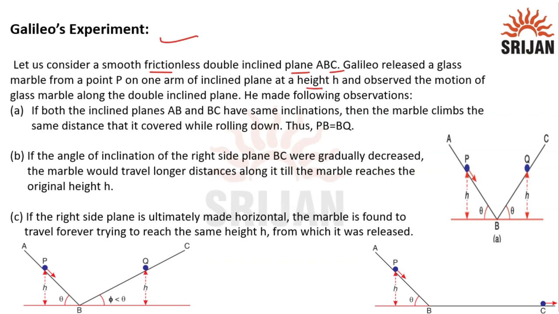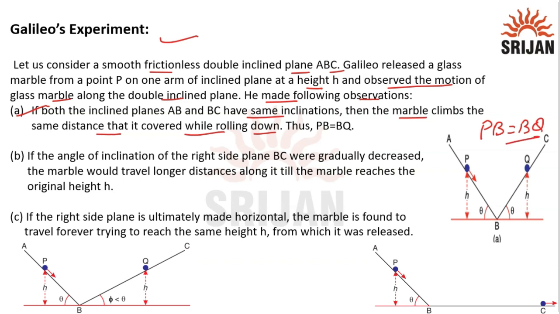First of all, it has a height of h, and he observed the motion of a glass marble along the double inclined plane. He made the following observations. First, if both inclines AB and BC have the same inclination, theta, then the marble climbs the same distance that it covers while rolling down. That means if it is moved from point P, it will move to point Q, the same height. This means PB is equal to BQ.